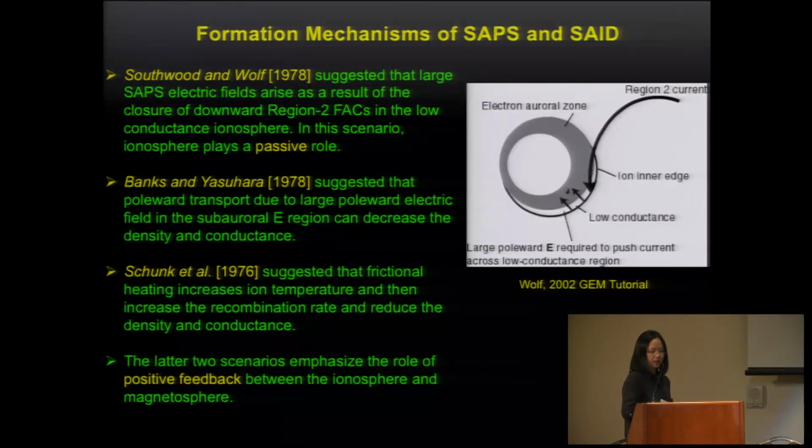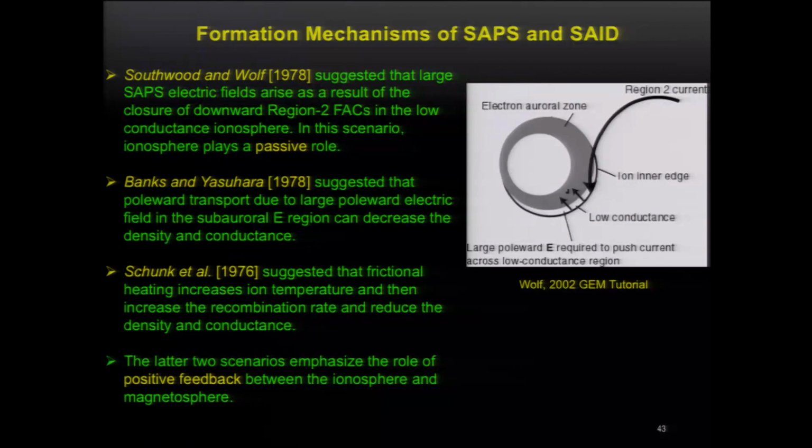For the formation mechanisms of the SAPS and the SAD, there are several. The one proposed by Southwood and Wolf suggests, as we also mentioned earlier, that this is the electron aurora zone, generated by the precipitation of electrons coming from the plasma sheet. In order to close the Region 2 downward field-aligned current in the low conductance region, the electric field needs to increase. In this scenario, the ionosphere plays a purely passive role. It accepts whatever particle precipitation comes from the plasma sheet.